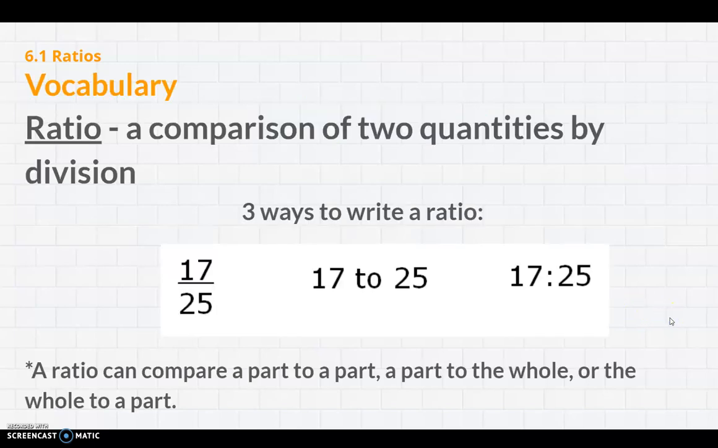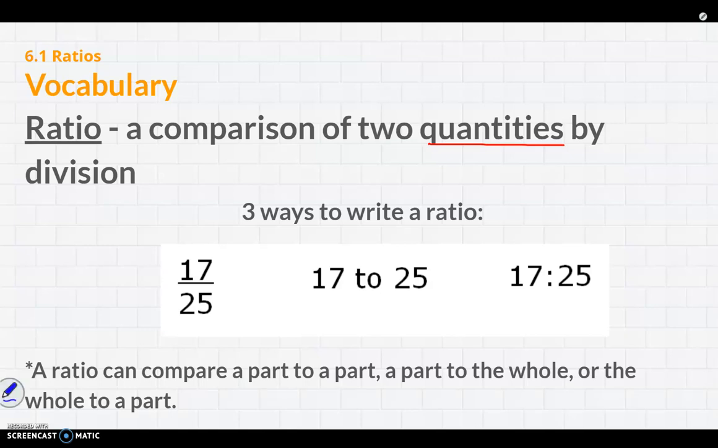A ratio is just a comparison of two quantities by division. Now, the word quantity or quantities means the amount of stuff. So we're just comparing two amounts of things, and this happens to be using division. And there are three ways that you can write a ratio.